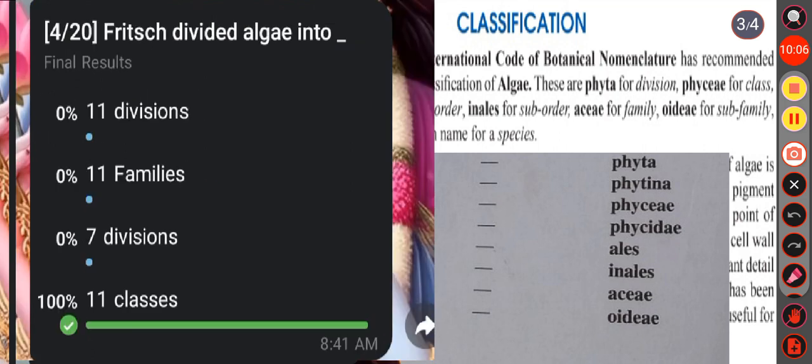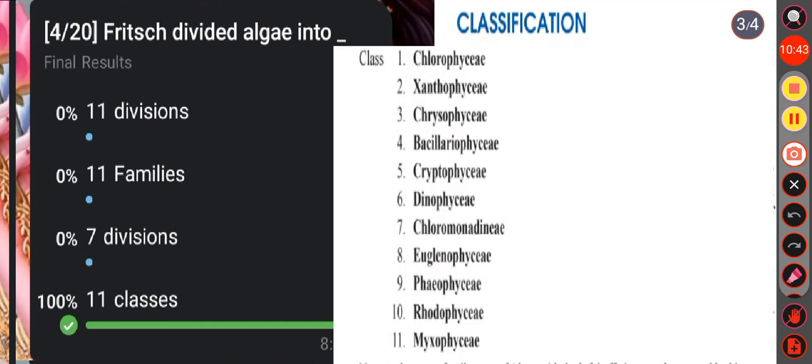Then question number 4, Fritsch divided algae into 11 divisions, 11 families, 7 divisions or 11 classes. Here the correct answer is option D, that is 11 classes. We know Fritsch is known as the father of algae, and the most authentic and comprehensive account of the classification of algae was proposed by Fritsch in 1935, who did work on algae and published his work in the book. The name of the book is Structure and Reproduction of the Algae. And he classified algae into 11 classes.